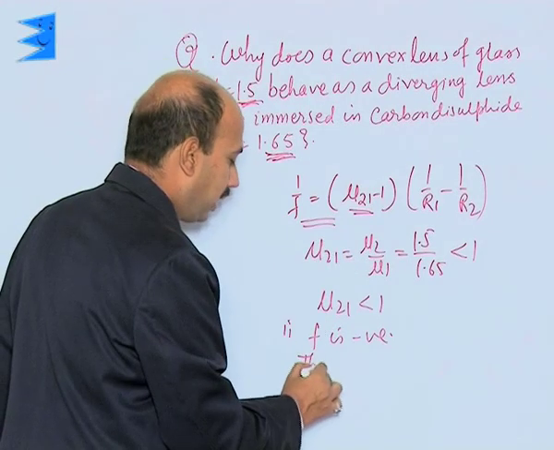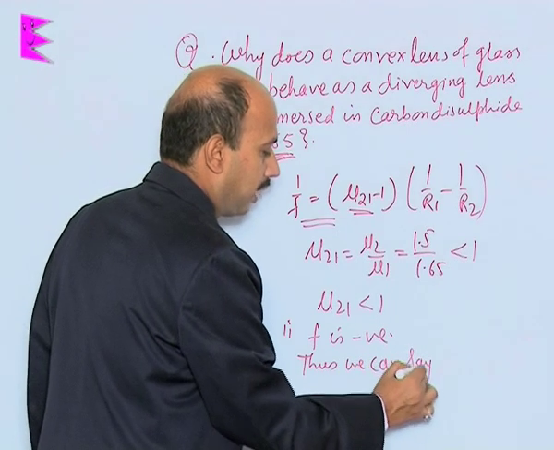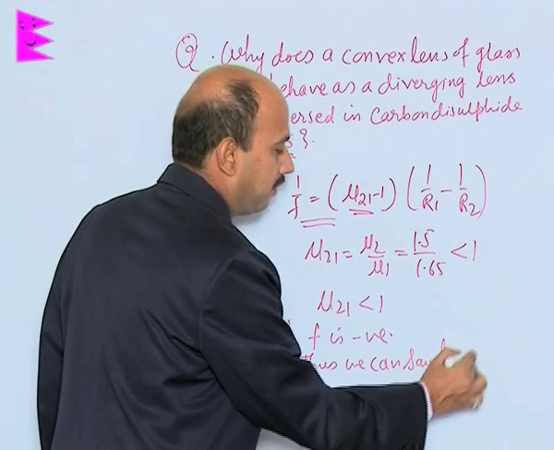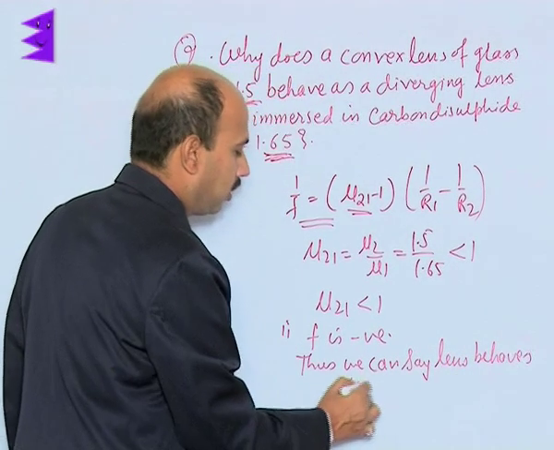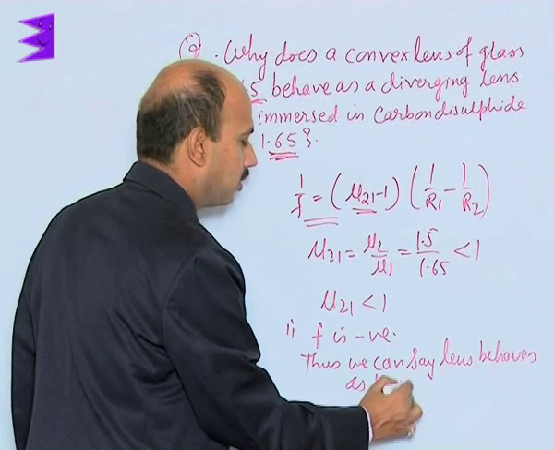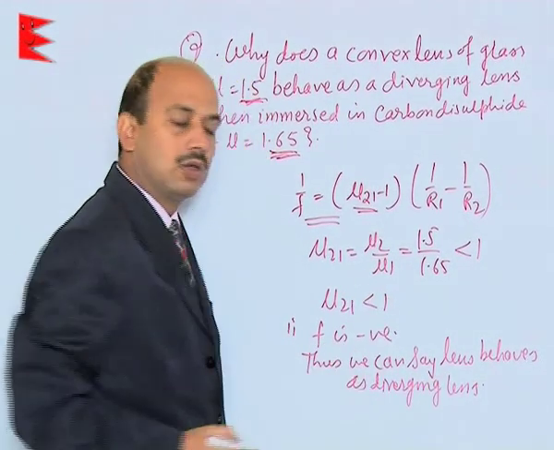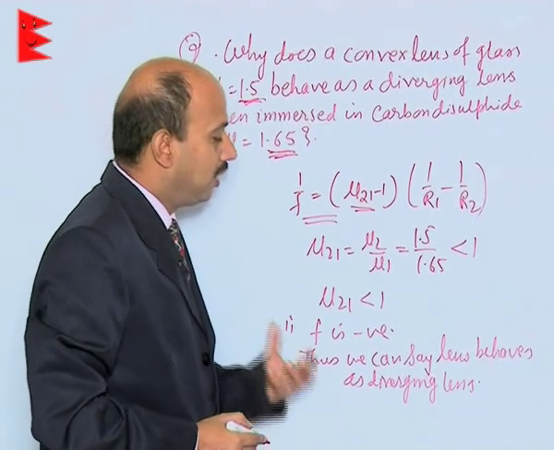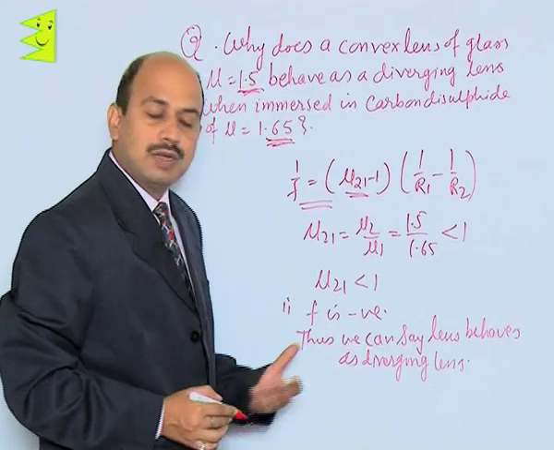So thus we can say the lens behaves as a diverging lens. So this is the behavior of the lens, which is changing here with the refractive index of the medium.